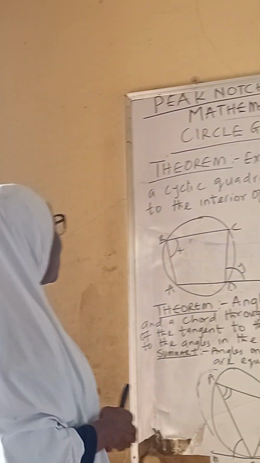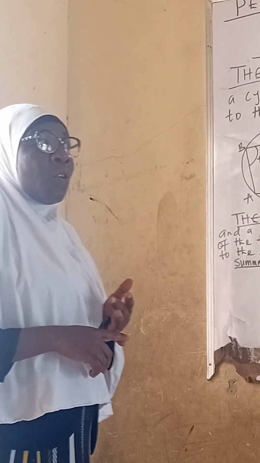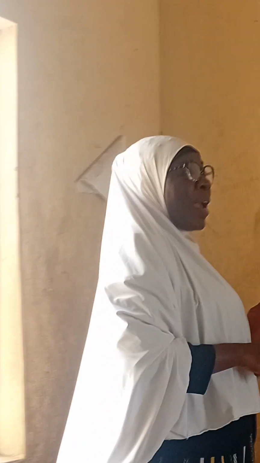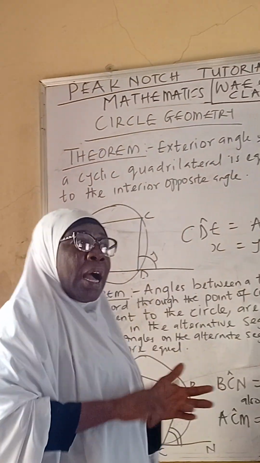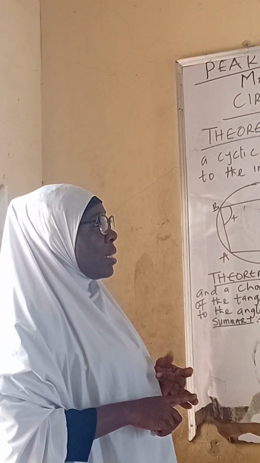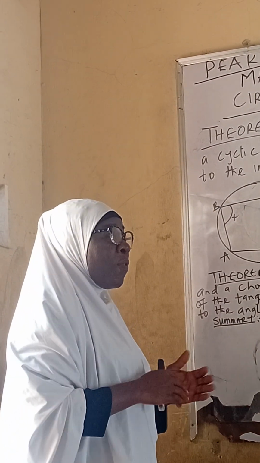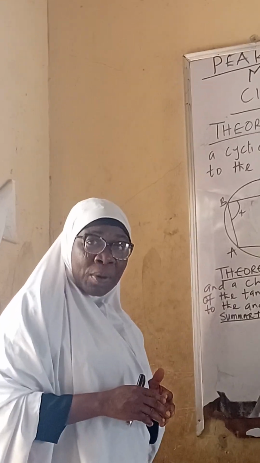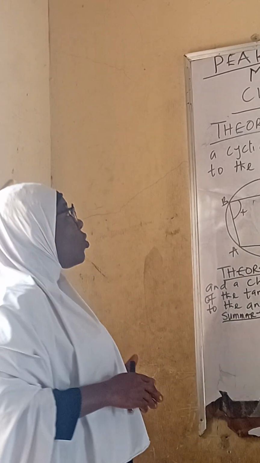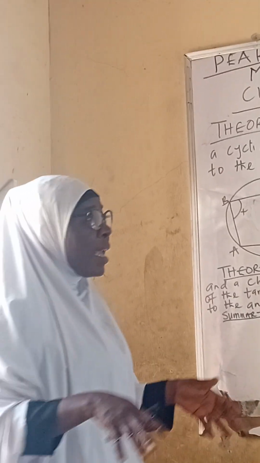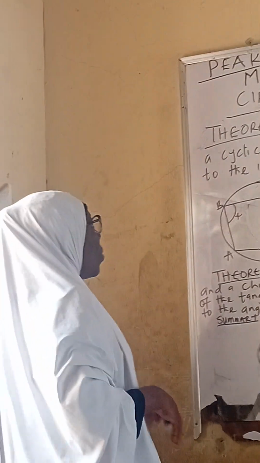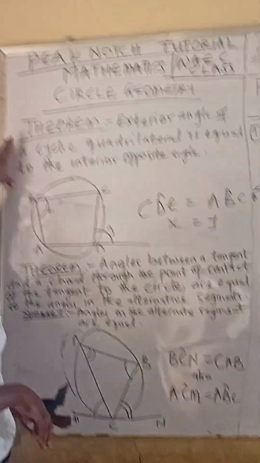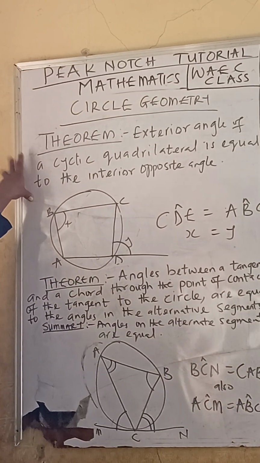Last time we talked about the other two theorems where angles on the same segment are equal. We also talked about opposite angles of a cyclic quadrilateral being supplementary. Then we talked about the angle at the center being twice the angle at the circumference. But today, we want to proceed to another theorem, and we are taking two theorems today.